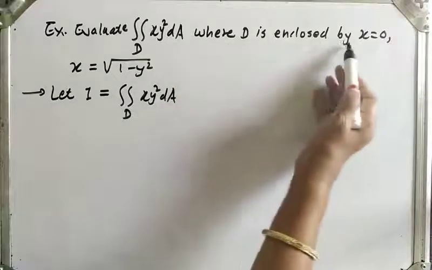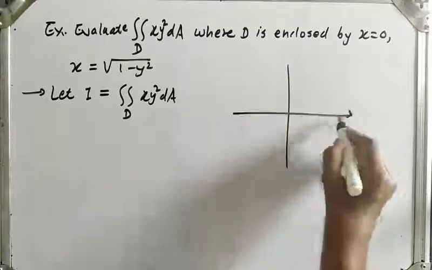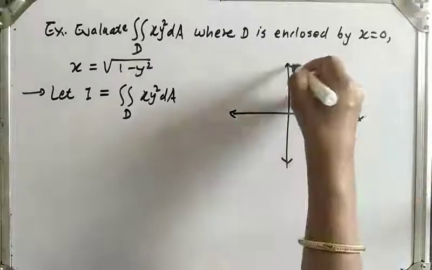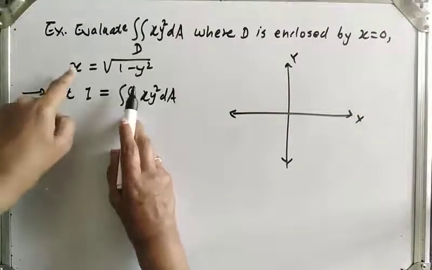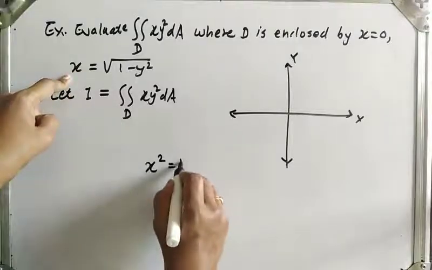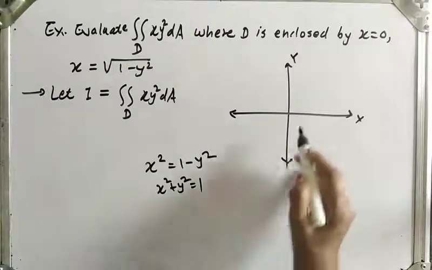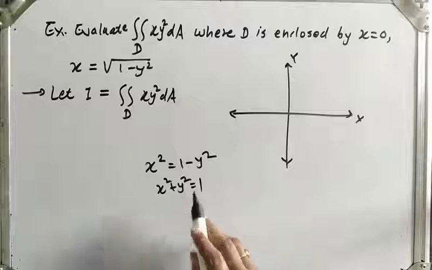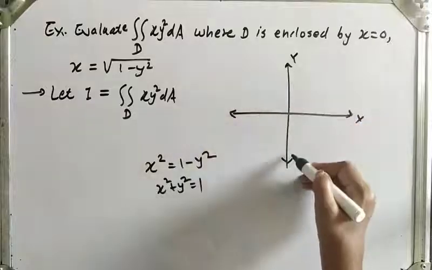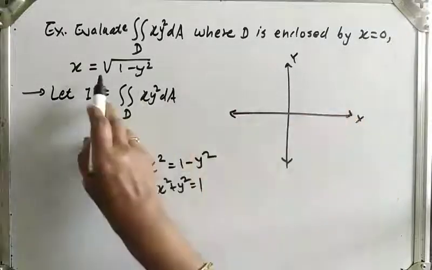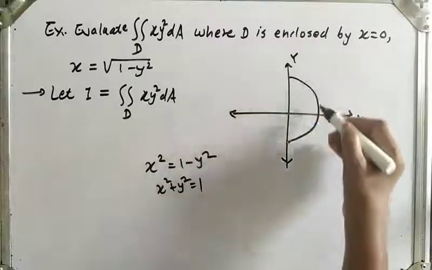Now this region D is enclosed by x equals 0, which means the y axis, and x equals square root of 1 minus y². Taking the square, x² equals 1 minus y², that is x² plus y² equals 1. It is a circle with center (0, 0) and radius 1, but it is enclosed by the y axis and this circle, and since it is the positive square root, we will get this part only.